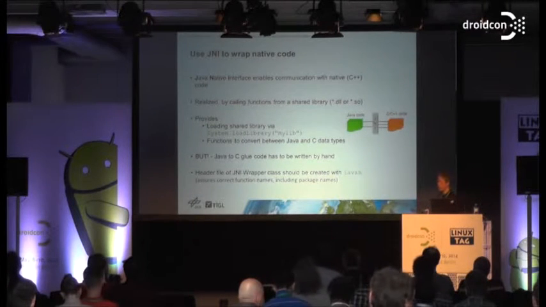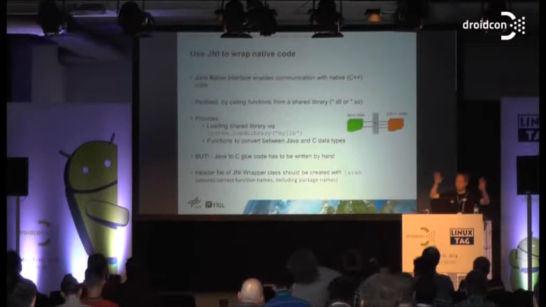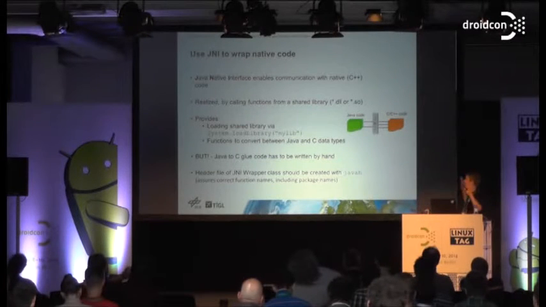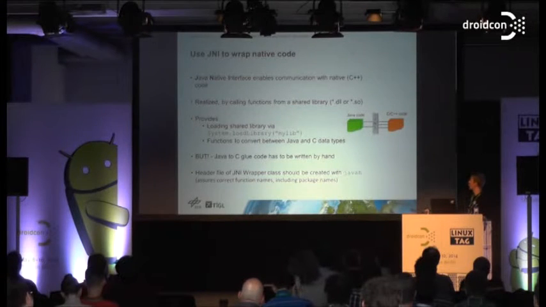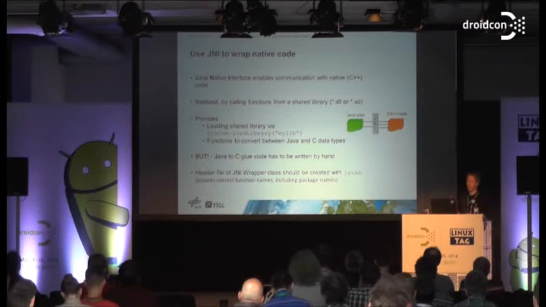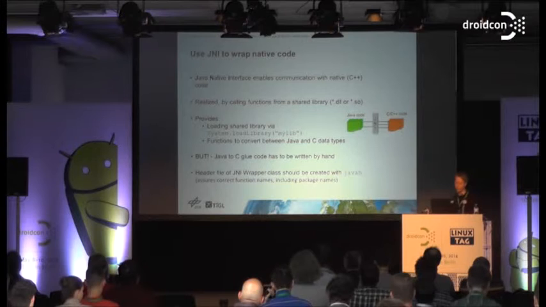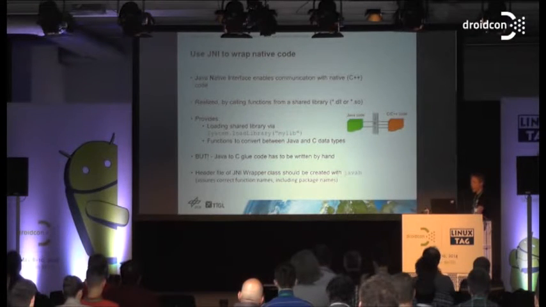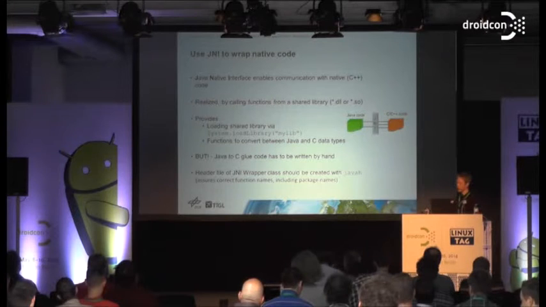Now I wanted to talk about how to speak between these both worlds, the Java world and the native world. We are using the Java Native Interface for that, which enables us to communicate between these worlds. It's realized by just calling functions from shared libraries, and on Android, these libraries are the .so files. JNI provides mechanisms to load these shared libraries with some system calls, and also it has some functions to convert data types between Java and C.